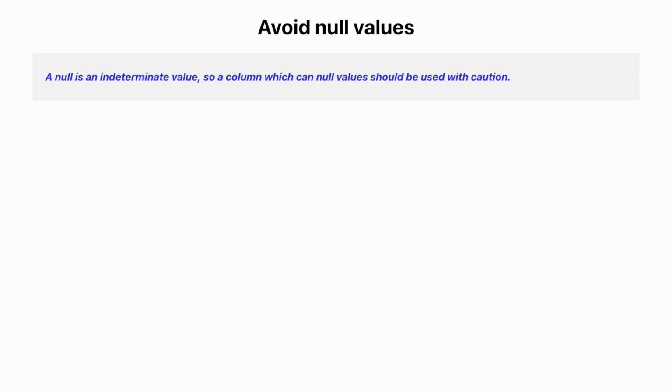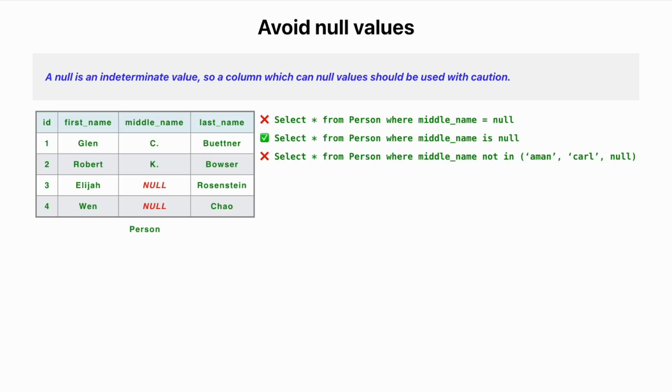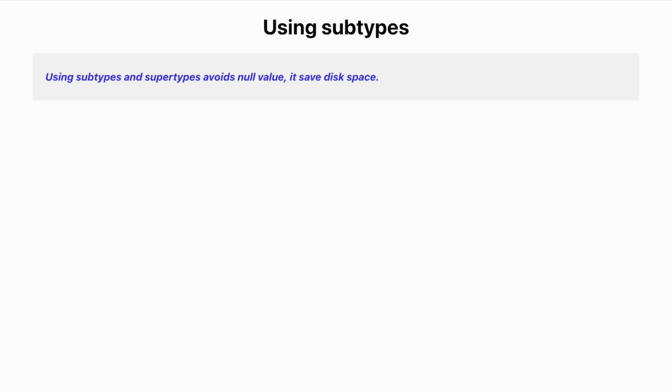Avoid null values. A null is an indeterminate value, so a column which can have null values should be used with caution. For example, to filter rows that contain a null value in a particular column, it should be filtered with this null check and not an equal to null check. Here, the first query will not select any rows even if there are rows with null values. The second query is the correct way. Similarly, we cannot use null values in a condition, as the third query will not return any rows because null can be any value.